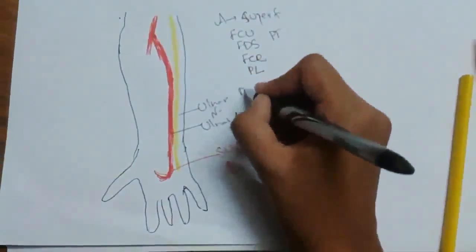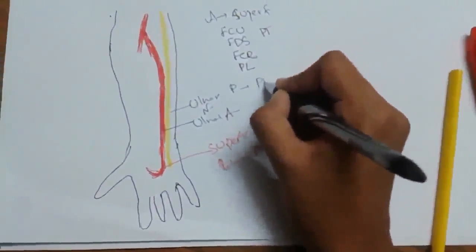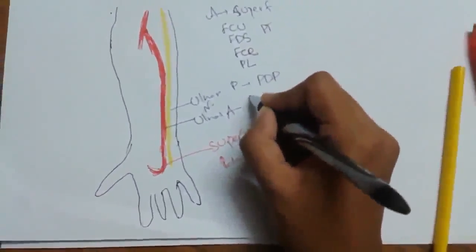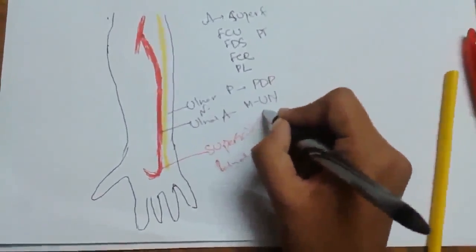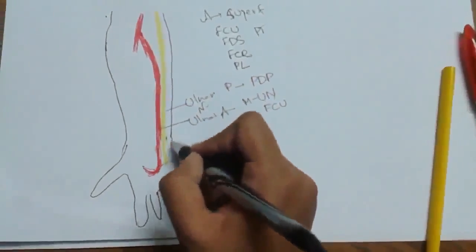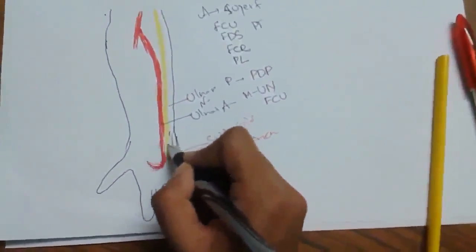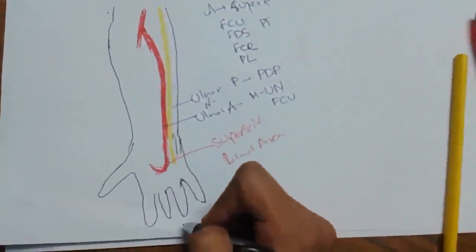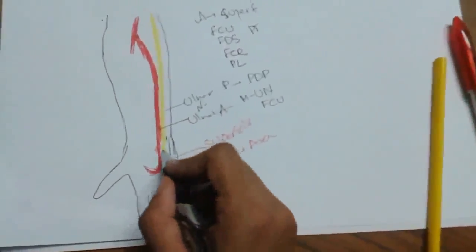And then posteriorly there will be flexor digitorum profundus. And then what is medial? Medial, as you can see, it is ulnar nerve, simple. And it is also flexor carpi ulnaris. So it will be lateral to the flexor carpi ulnaris muscle. And laterally there will be the tendons of flexor digitorum superficialis here.